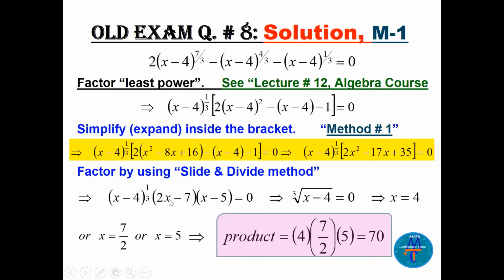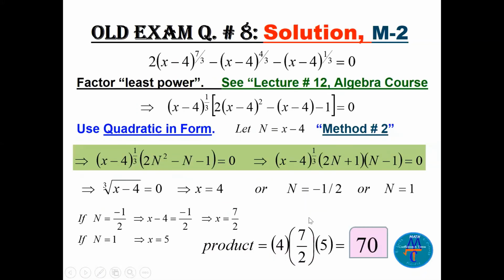That's correct. So the solution, this is equal to 0, or this is equal to 0, or this is equal to 0. So this one, when you cube both sides, x will be 4. This one will be 7 over 2, and this will be 5. If you multiply 4 times 7 over 2 times 5, this is 2 times 10, 70 is the product of all the solutions.